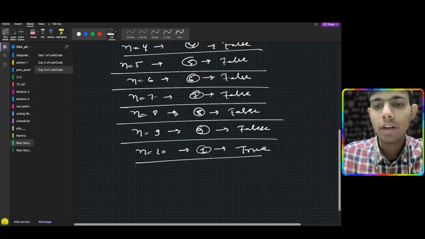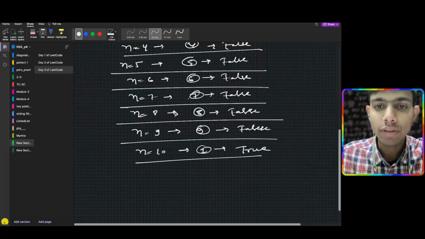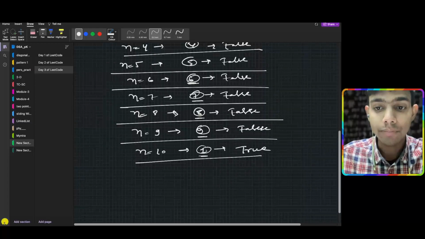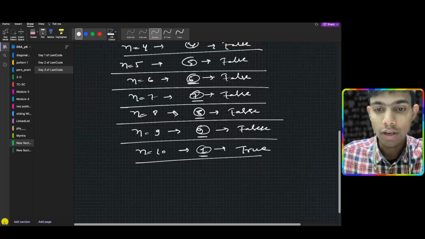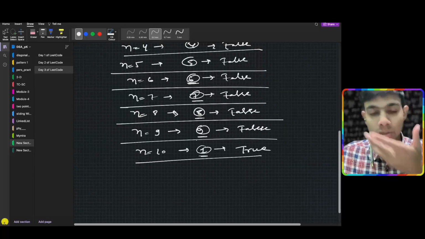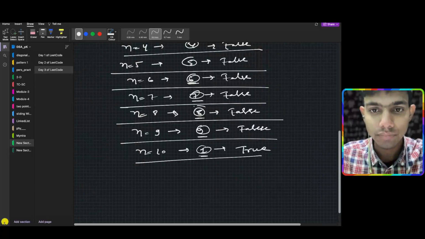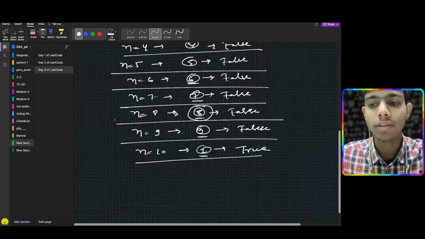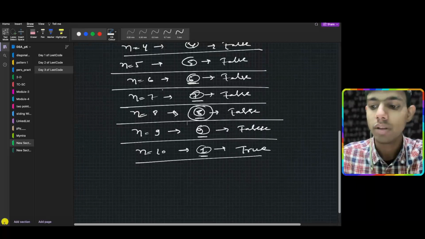So if we are left with a single digit number and that is not 1, that means we need to return false. And if we have a single digit number and that is 1, that means we need to return true. So the base case is that we need to have the single digit number. Okay, guys, that's it.